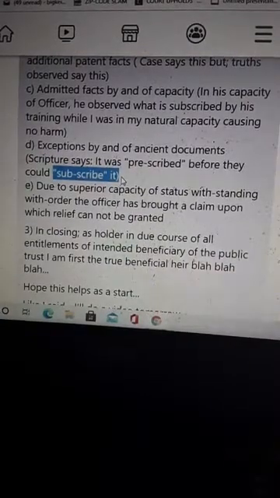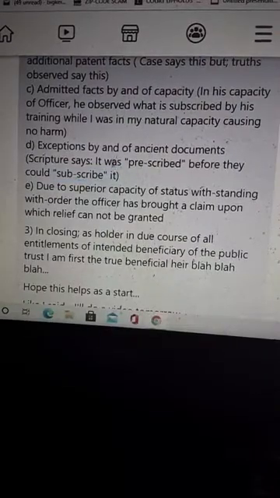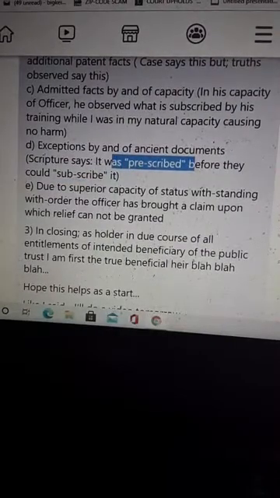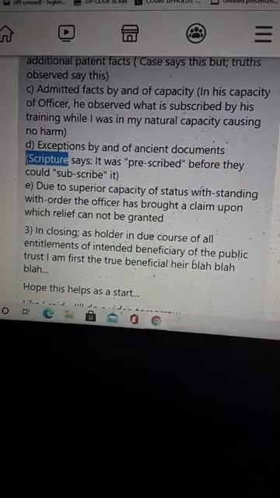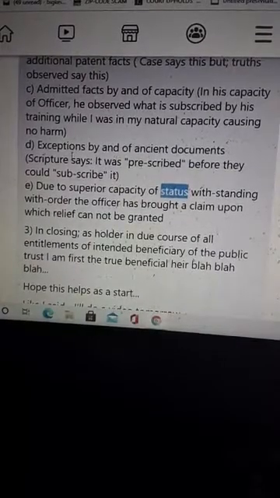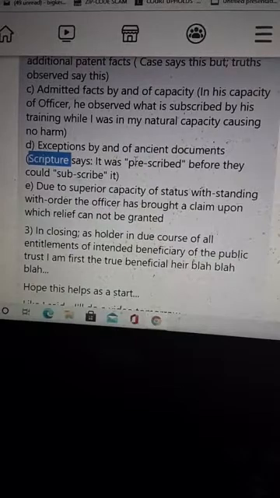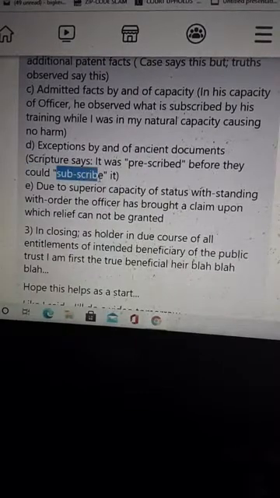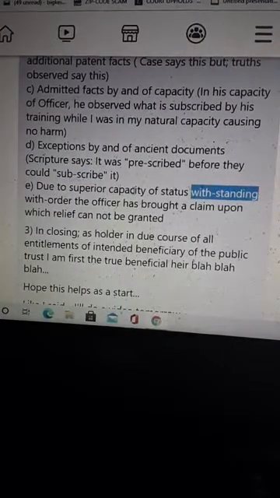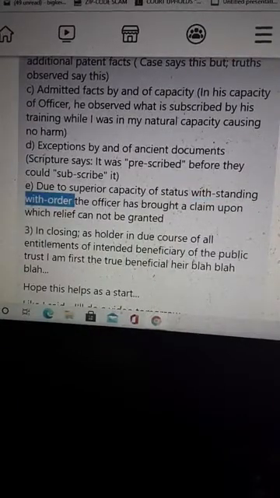Everything they write is a subscription of what was already prescribed according to the scripture, due to the superior capacity of the status of the scriptures over his status of what he subscribed to. Withstanding, due to superior capacity of status, withstanding, with order, means command. Com is with, mand is order.